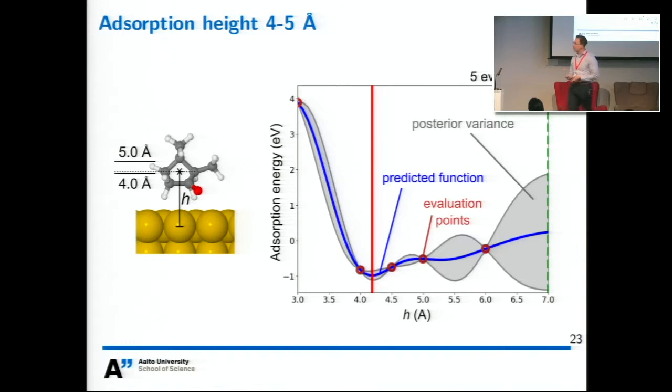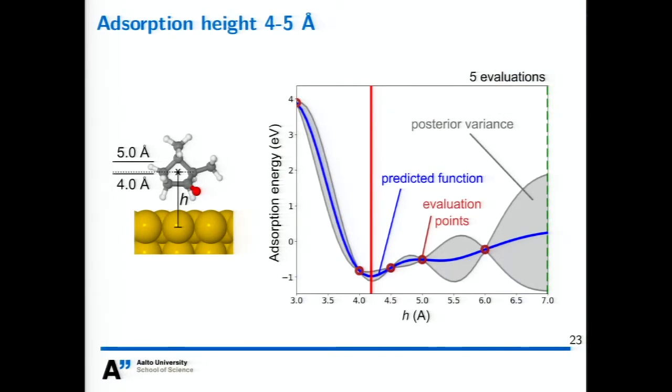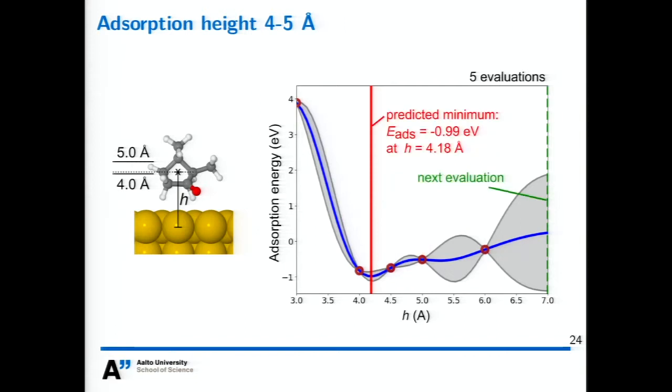First, the adsorption height. Here is the prediction of BOS after 5 calculated energy points. You can see the points here, and the blue line shows the predicted function at that point. The gray areas are the posterior variance, and they describe the uncertainty of the model at those points. Here, the predicted minimum is at a height of 4.18 angstroms measured from the center of the molecule to the surface.